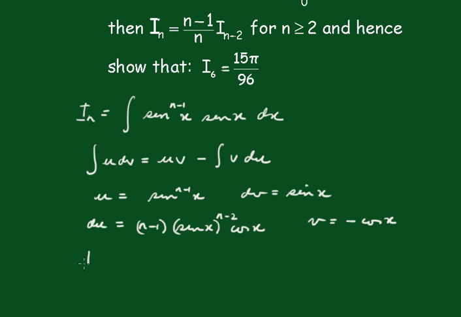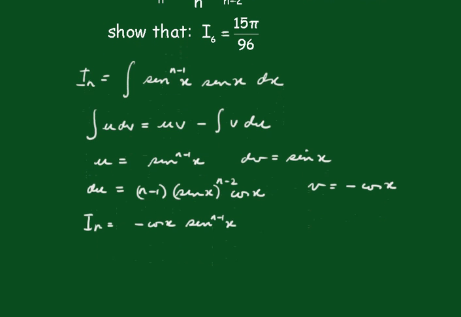So our I_n is equal to uv, which is minus cos x sin to the n minus 1 x. Now then it'll be minus, but this will change to a plus. We'll take that n minus 1 out the front. So it's plus n minus 1 integral of sin of x to the n minus 2, and cos x times cos x is cos squared x dx.